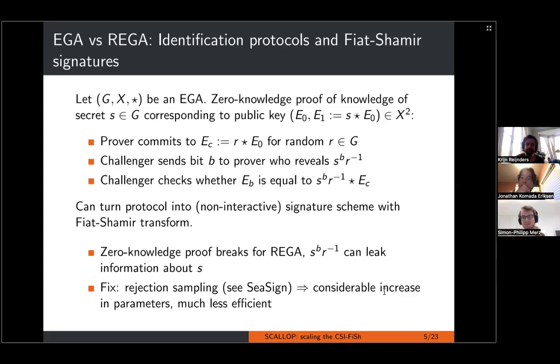This was done in CSIDH. You need basically an even larger way of representing elements, and then you reject all those ones that might leak some information about the secret. So this is rejection sampling, but while this allows you to build signatures, it will lead to a considerable increase in parameters, and it's quite slow. So it would be nicer to have effective group actions for signatures, for example.